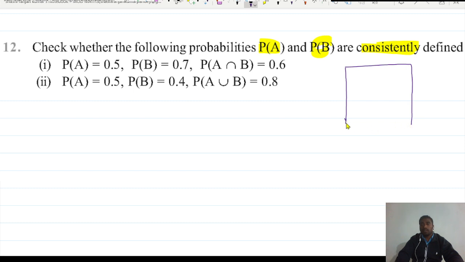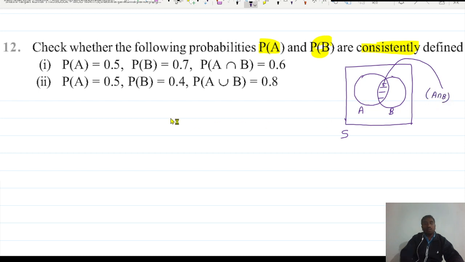Let us suppose this is the sample space, and here we have the two events, A and B. Now see, this is the intersection portion, the portion that is in both. So what is this region? This is the intersection region. This is actually A intersection B.